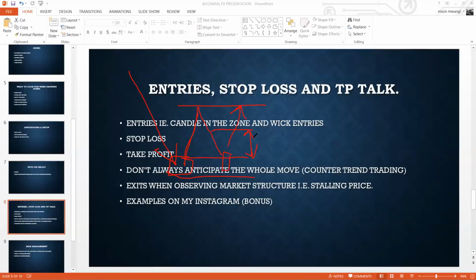Yes. So let's finish up now. You guys can check examples on my Instagram. That's a bonus for you guys. Then this is what I was talking about. You guys have already answered it. It was actually easier to explain than I thought. So exits when observing market structure, stalling price. So we've covered that. Then take profits, stop loss, entries. Don't always anticipate the whole move, especially when counter trending. So that's explained.